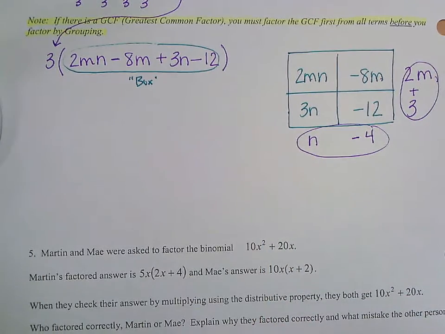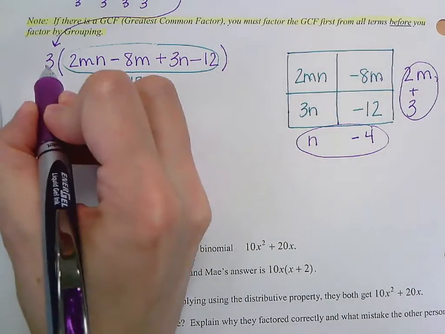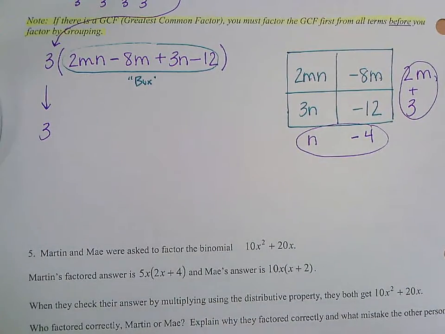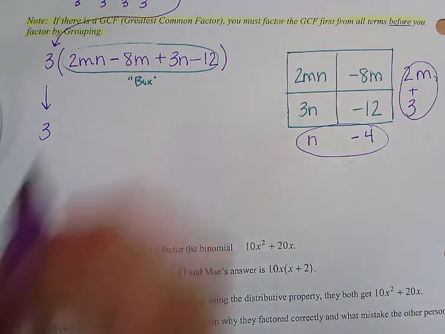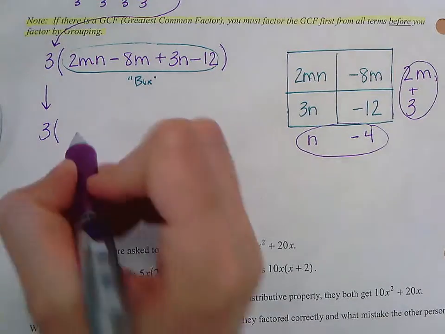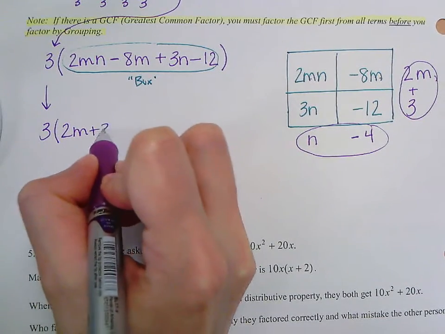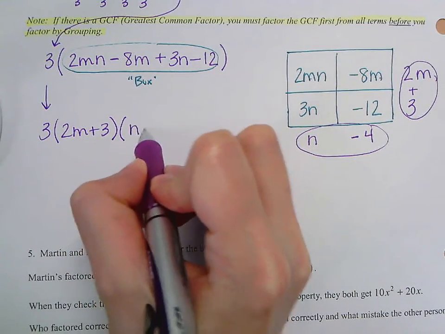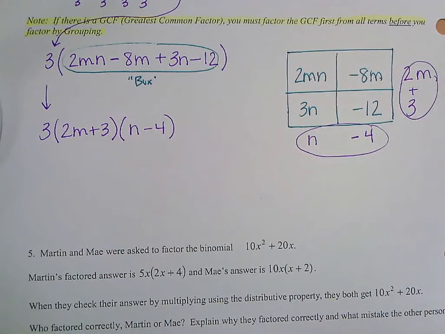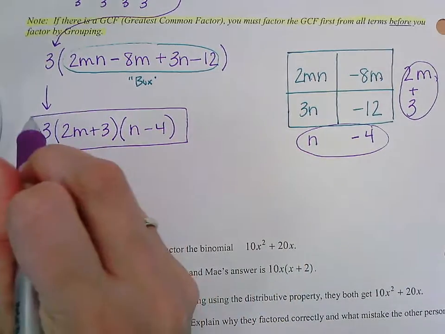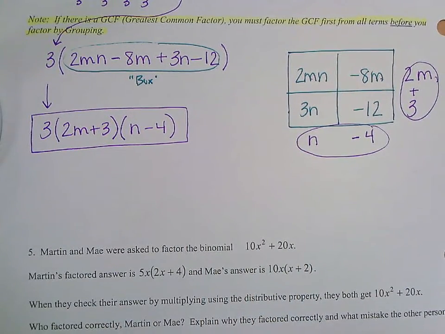So here's how you write your answer because you also had a GCF. The GCF of 3. GCF stays there. You need the 3 in front. Then I write my parentheses. So times in parentheses 2m plus 3 times in parentheses n minus 4. This is your full answer. That's fully factored.